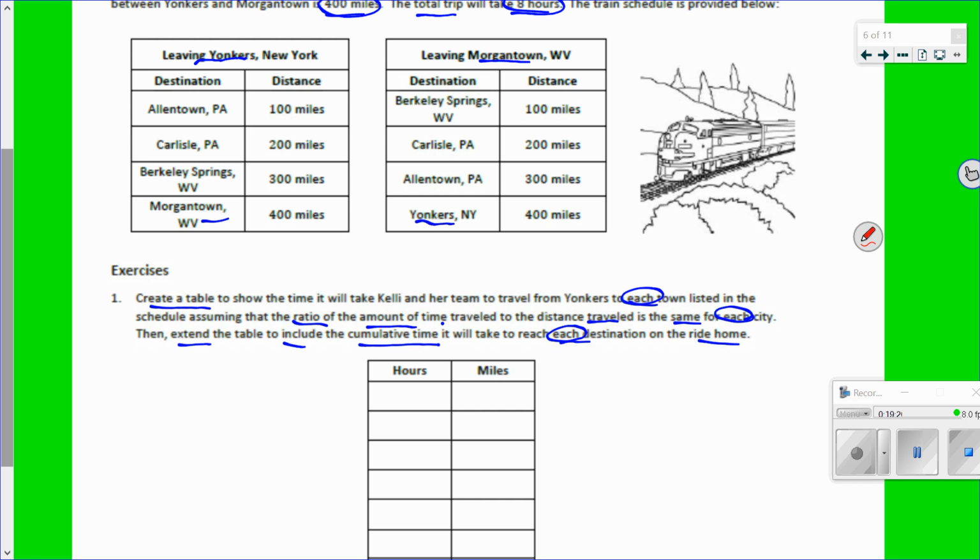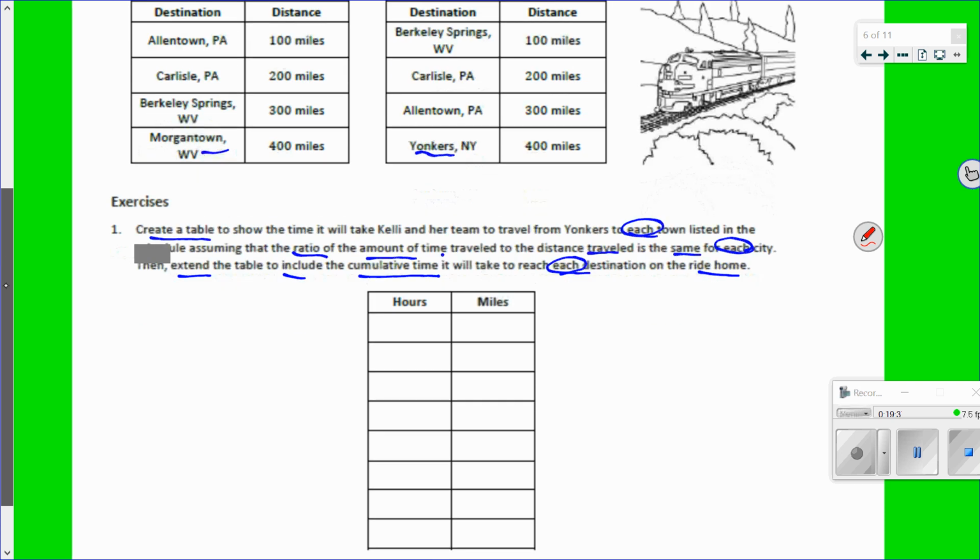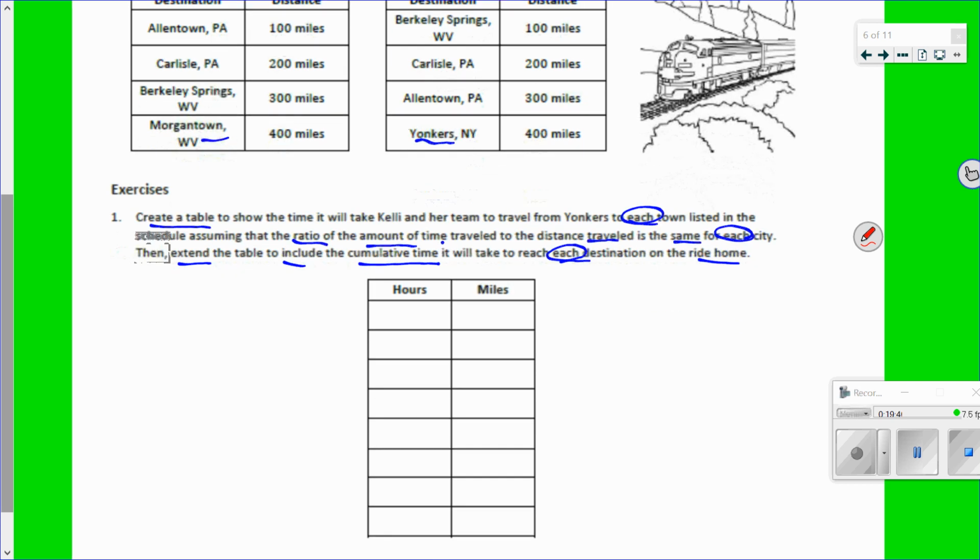So in English, what they're saying is, build me a table, pretending you don't make a stop for the soccer game. So they only want the travel time going to Morgantown and then back. So, given this information, how long do you think it's going to take them to reach their first destination? Yes? Huh? So, 16 hours to go 100 miles on a train?